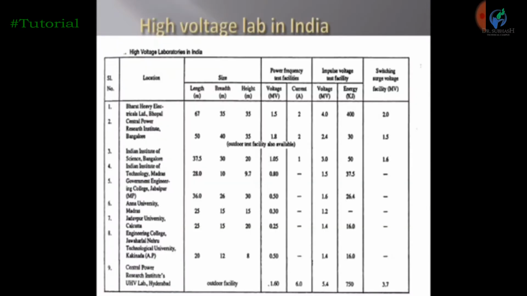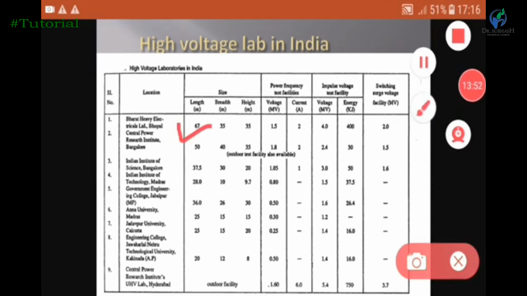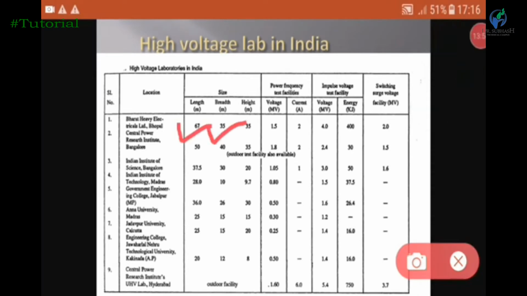High voltage lab in India. There are some famous high voltage laboratories in India. First one is BHEL, it means Bharat Heavy Electricals Limited, Bhopal. Length of this lab is 67 meter, breadth is 35, height is 35, voltage is 1.5 megavolt. And here you can observe the current is 2 ampere.